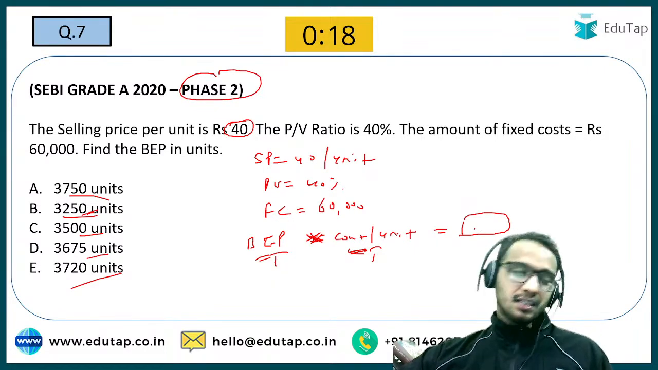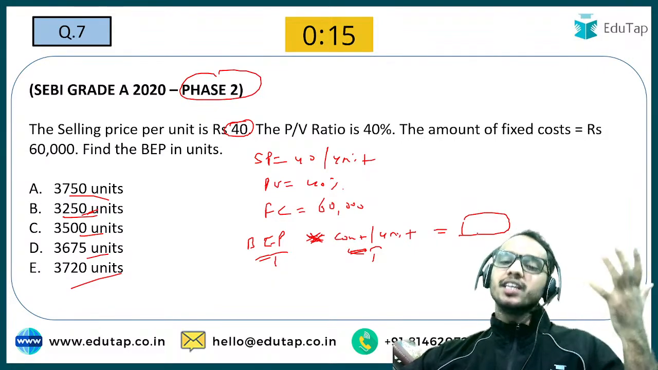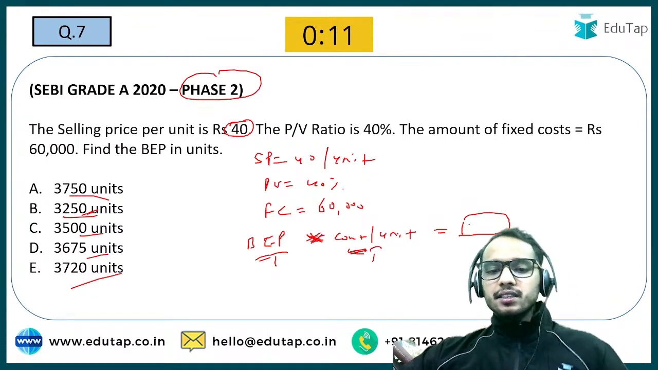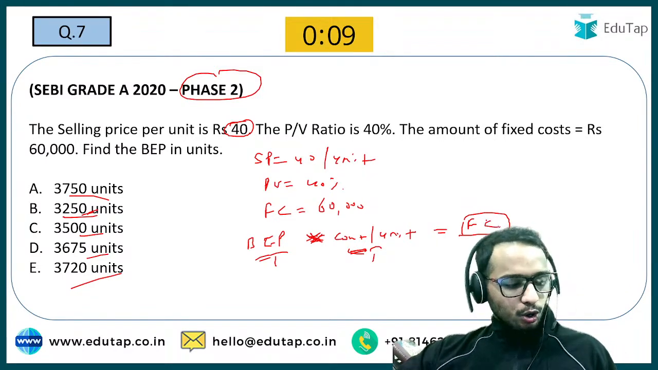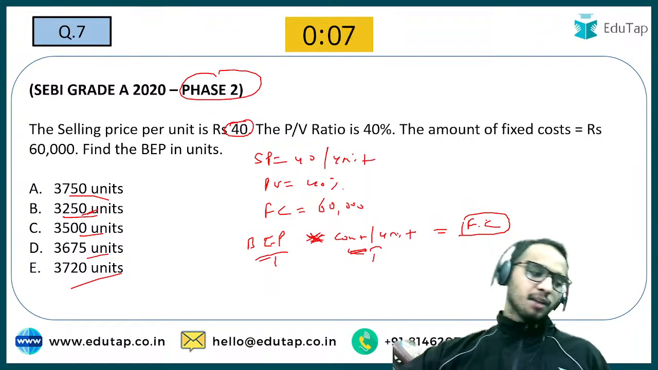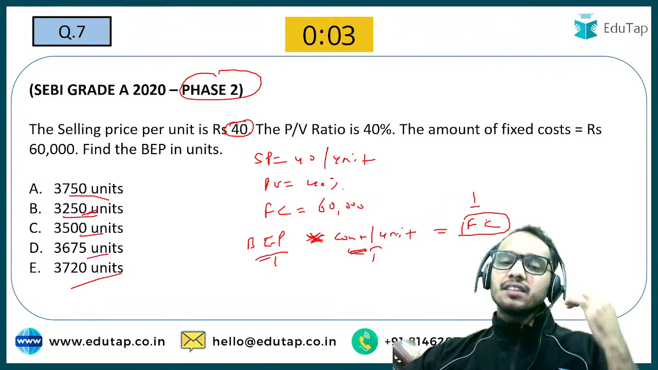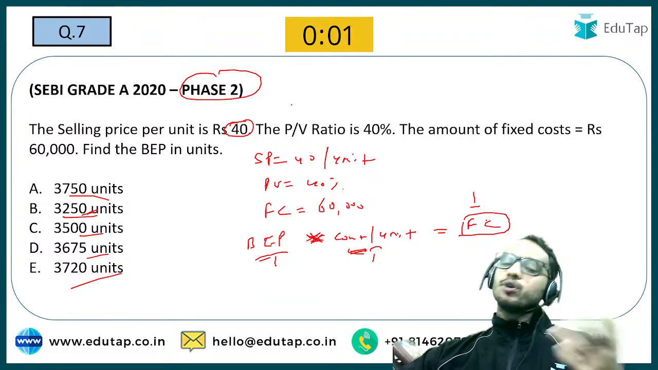It is very easy. See, that's how you develop your logic. Why is the formula such like that? You have to develop the logic. The answer will be fixed cost. Yes, Muskan is correct. I'm really proud of Muskan. So that will be fixed cost. Understand the logic now. See, I'm going to ask you one more question.